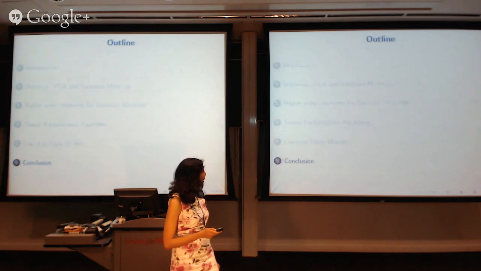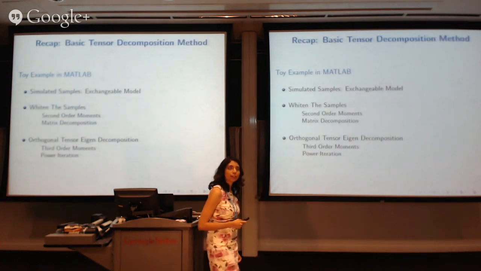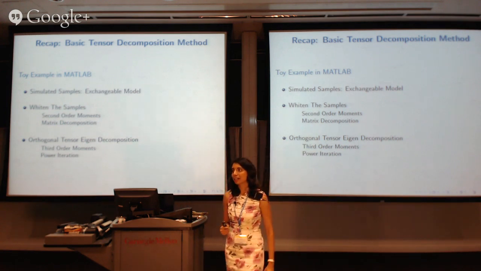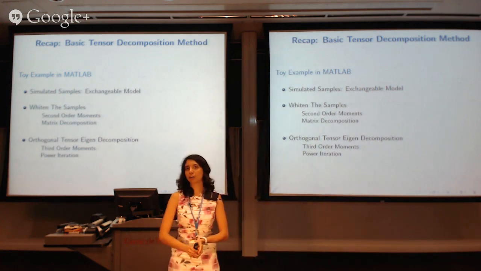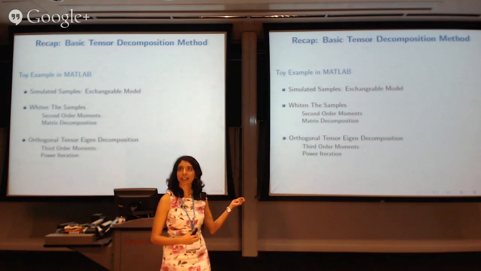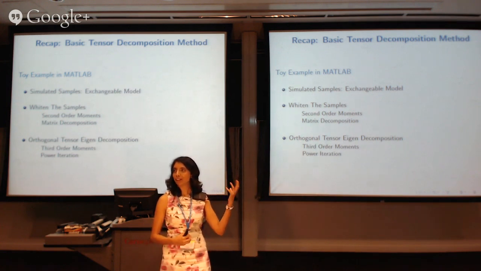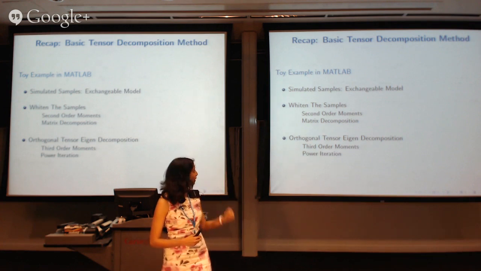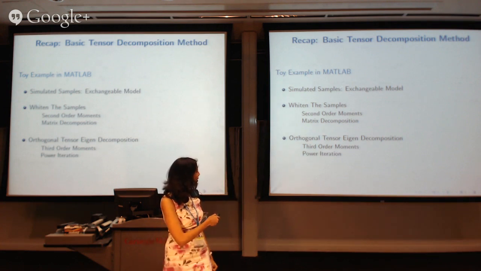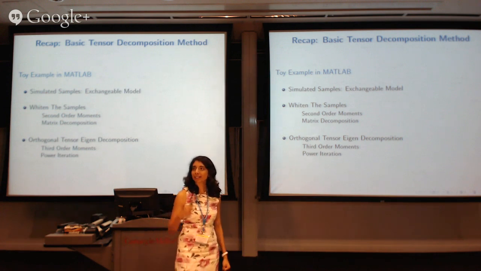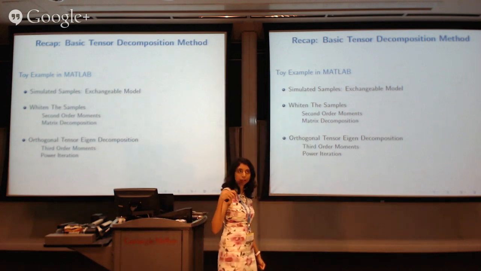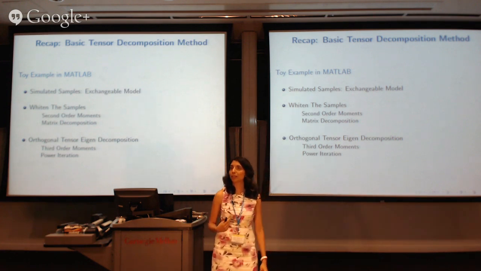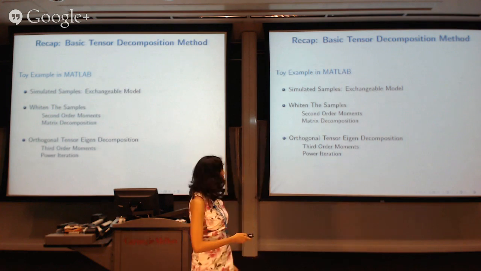So let's now recap on how this tensor method works. This code snippet is available on the website that I described. Let's just take a very simple example, generate these samples, and see what the method runs on. So we'll simulate the samples, whiten the samples as I described to obtain an orthogonal form, and then run this tensor decomposition method, the eigen decomposition.